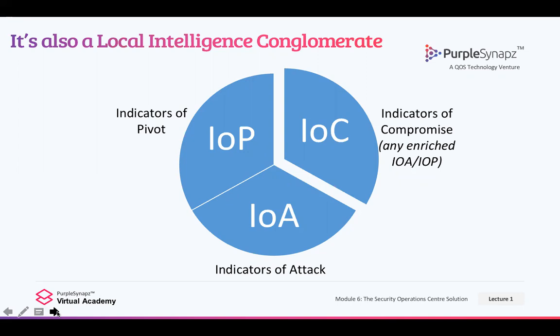And the last stage is the indicator of compromise. So with the enrichment of understanding of indicator of attack and indicator of pivot, we can qualify either one of them or all of them very fast to an indicator of compromise, which means the actual compromise or attack has happened.